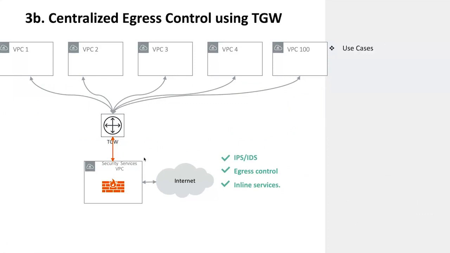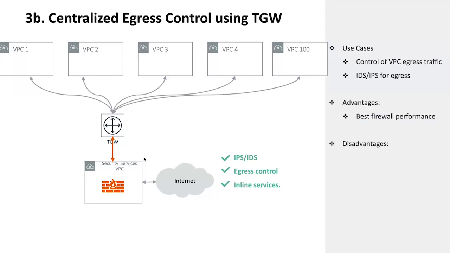The use case is the same, right? You're trying to control the VPC traffic, IDS, IPS. Advantages: best firewall performance, because now you are not building IPsec tunnels. Instead, you are using AWS native Transit Gateway to connect all of this, and so you can get up to 50 gig performance, much improved. Disadvantage: you still are running Lambda scripts and things like that, or an external script, to manage HA configuration. This is a big one, and this is problematic.